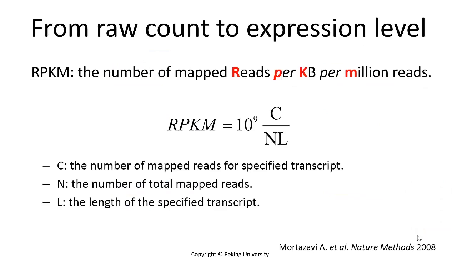Therefore, in practice, we often linearly scale the raw read counts to transform them into RPKM values and normalize them. RPKM is a usual normalization method. Here, C denotes the total number of reads mapped to the transcript, N denotes the total number of reads in this experiment or run, i.e. the sequencing depth. L denotes the length of the sequence.